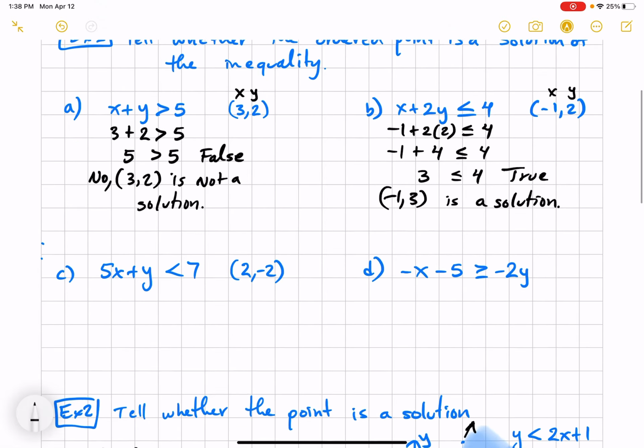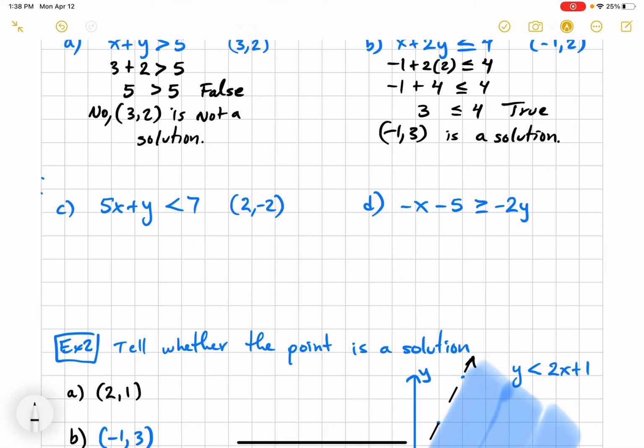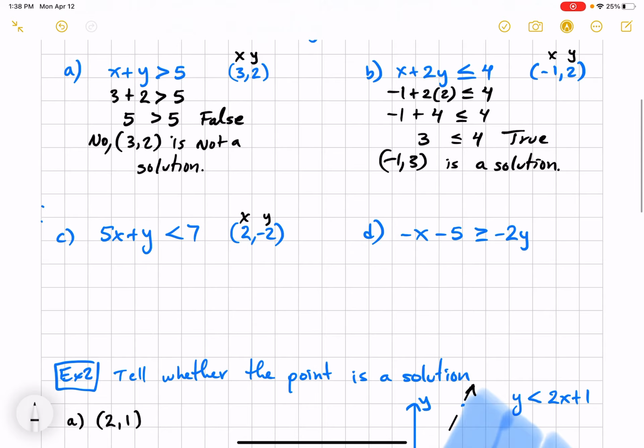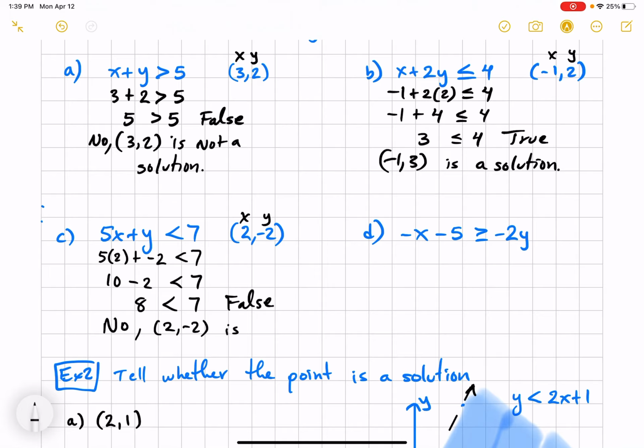Okay. Take a look at the next example. Same idea. This is x, this is y. 5 times 2 plus -2 is less than, strictly less than 7. 10 minus 2 is 8, and 8 is not less than 7. This is false. And because it is false, that means that no, it is not a solution.